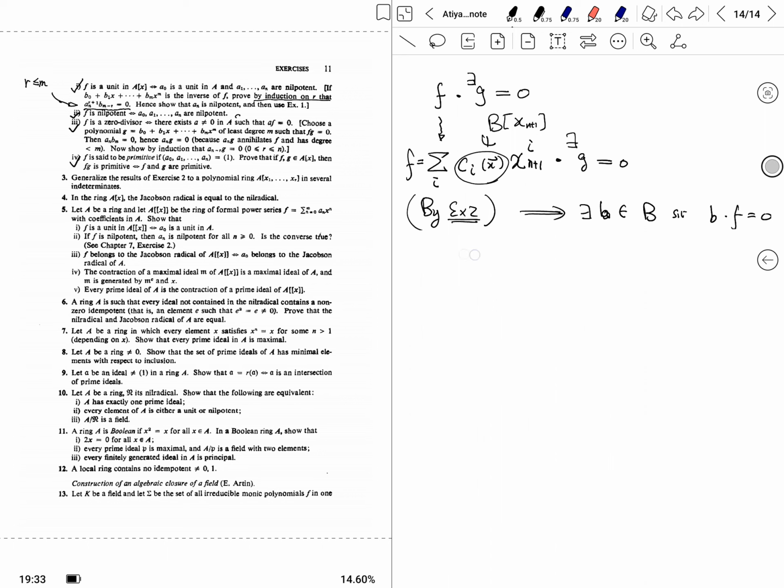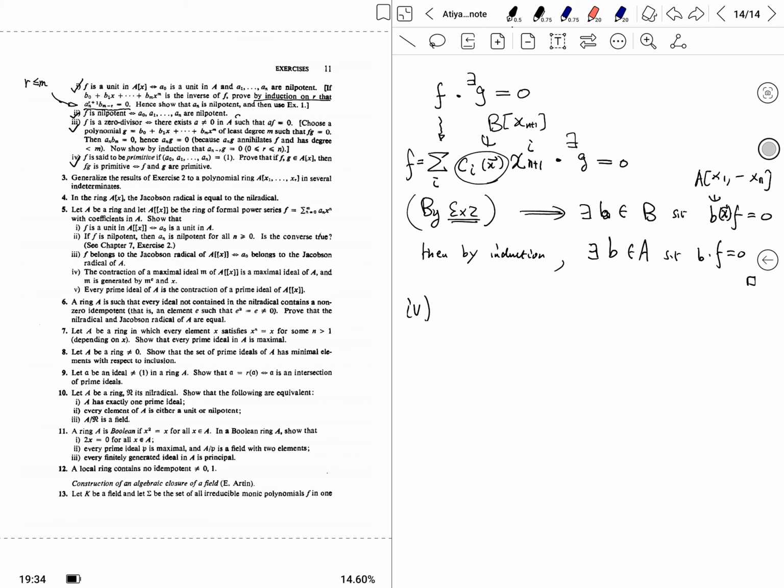Then by induction, because this B is at this moment a variable, by induction there exists further b which is in just A such that bf equals 0, and so on. Okay, now it's left to deal with this last one.